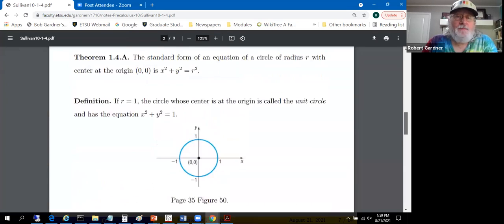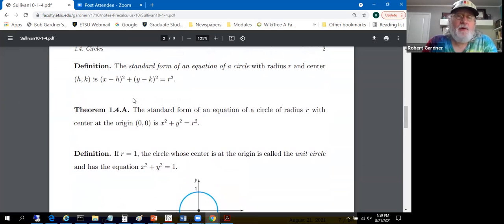Standard form given up here. Foil this out, foil this out. This will produce an x squared minus 2xh plus h squared. This will produce y squared minus 2ky plus k squared. Maybe bring the r squared to the left-hand side.